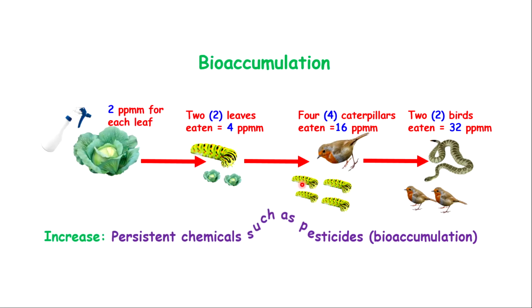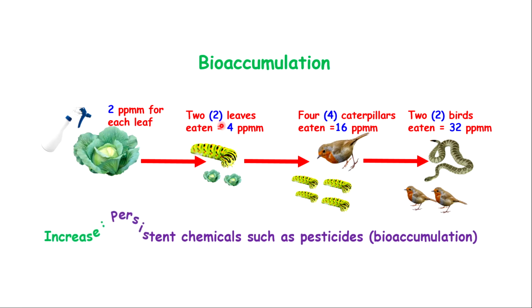Now, bioaccumulation, remember, is the persistent chemicals such as pesticide being built up within the food chain or the food web. Now, let's take, for example, if we should spray onto the cabbage, let's say 2 parts per million of poison onto each cabbage or each leaf. And remember, these substances are not being broken down, so they remain in the substance or on the plants or in the organism.